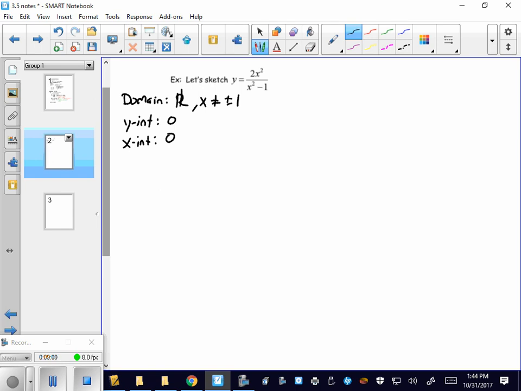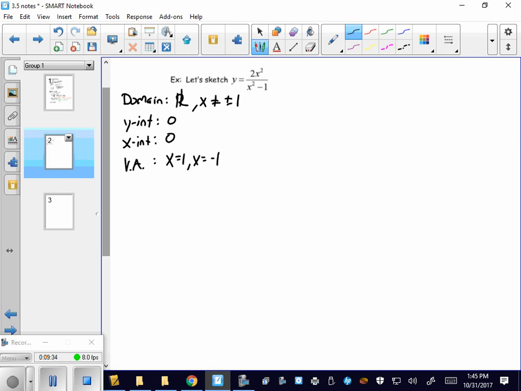All right, to find vertical asymptotes. Vertical asymptotes occur when the denominator can be made 0, but not the numerator. Well, we've already kind of looked at that when we talked about the domain. The denominator is going to be made 0 when x is positive and negative 1. So x equals 1 and x equals negative 1 are my vertical asymptotes.